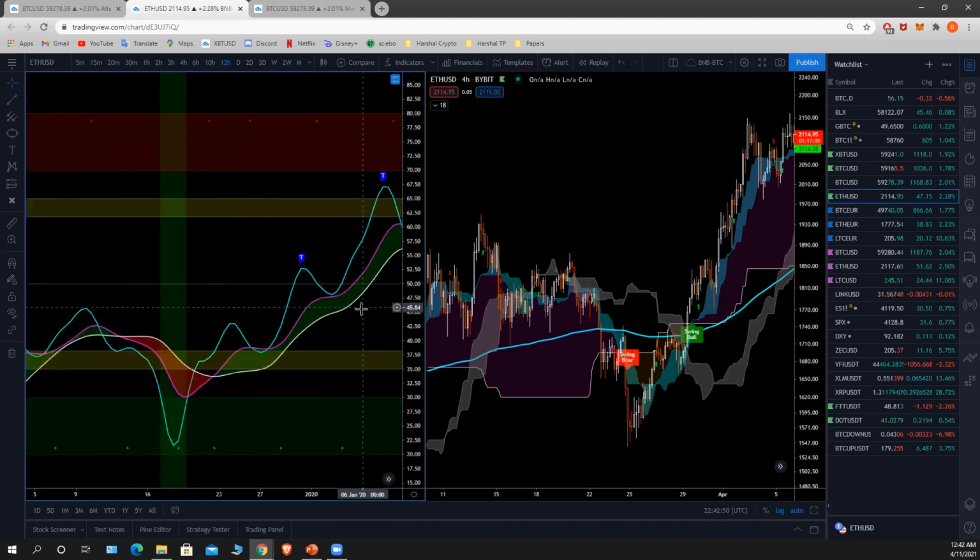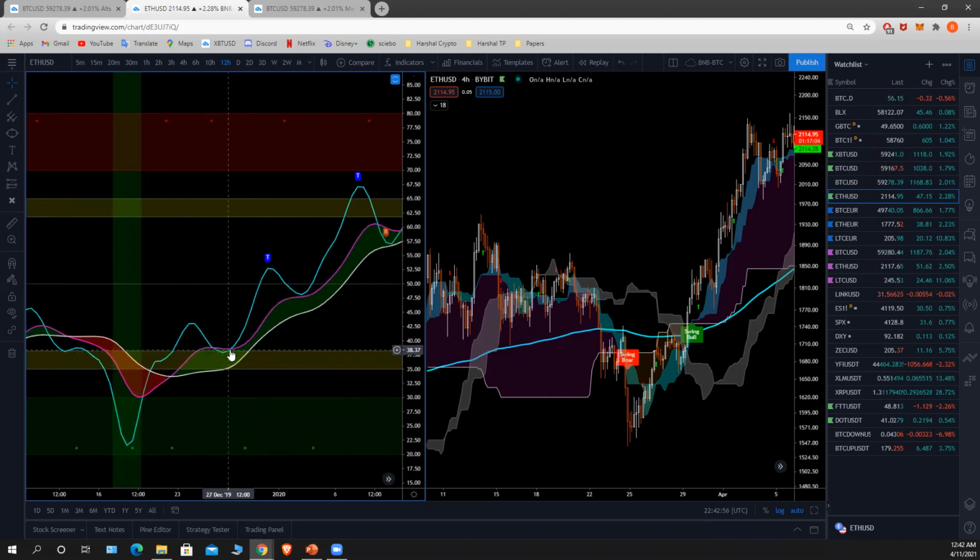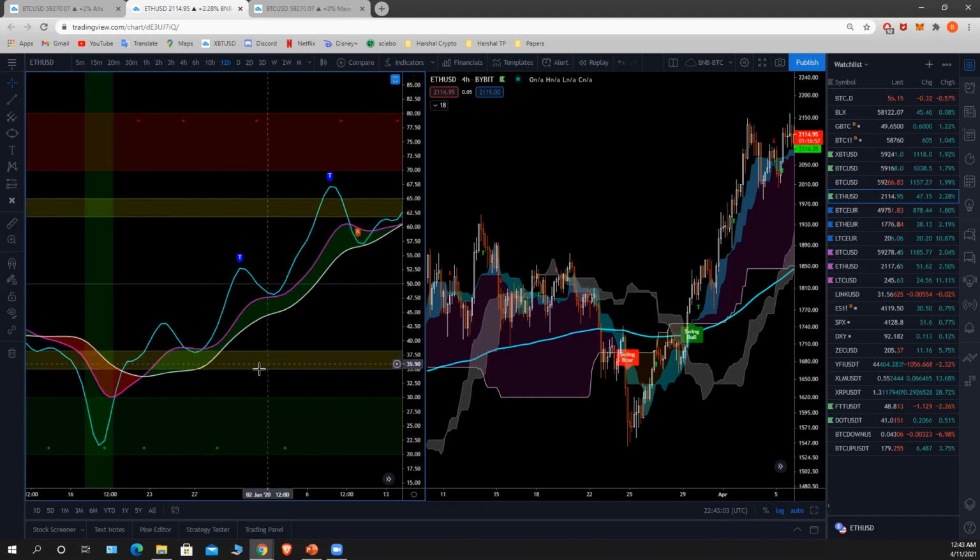So here we had a very nice long signal. This was maybe the easiest long signal you could have, when this aqua line comes into the green area, as well as you see this golden box. Basically, this is the Fibonacci golden pockets. So you have this upper golden pocket and lower golden pocket. They also act as support and resistance for this aqua line. So at this level you had dual support confluence: golden pocket support plus this green support area from the Shepherd indicator.